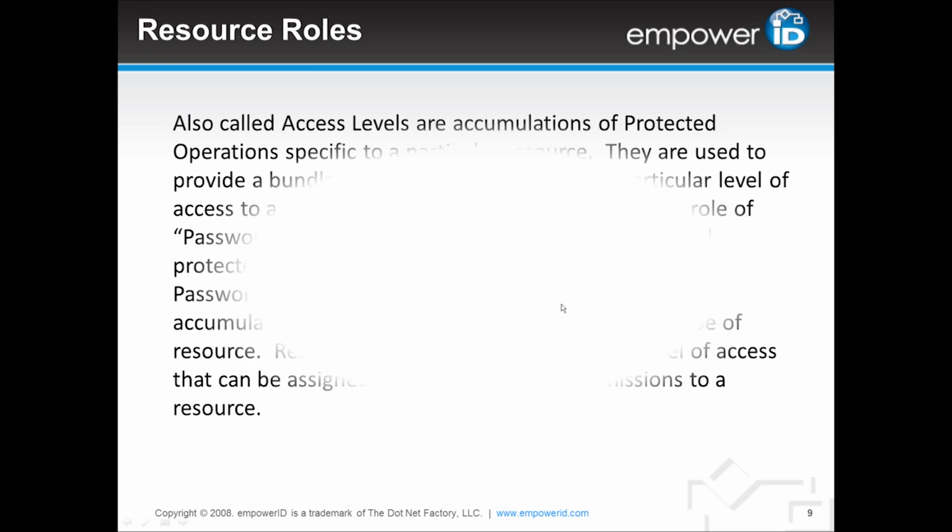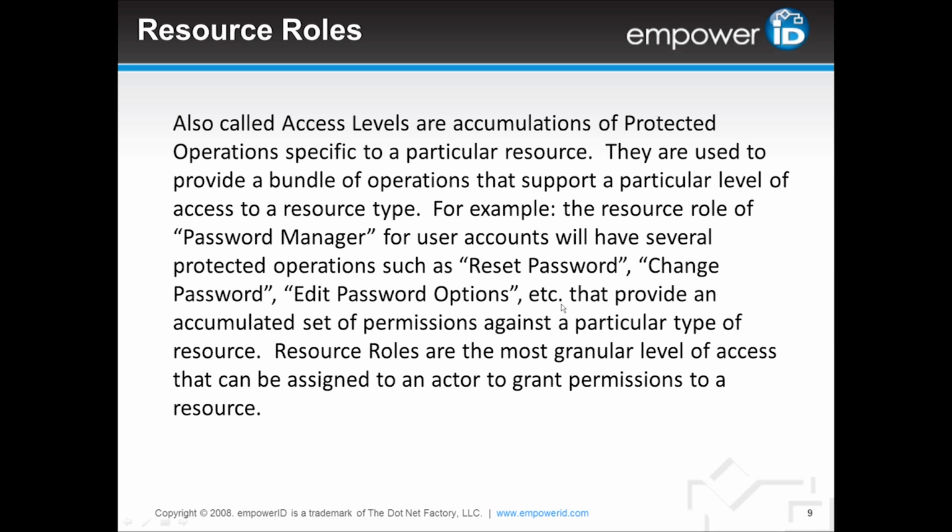So to take each of those in turn, let's take a look at resource roles first. Also called access levels, these resource roles are accumulations of protected operations specific to a particular type of resource. They're used to provide a bundle of operations that support a particular level of access to a resource type. For example, the resource role of password manager for user accounts will have several protected operations such as reset password, change password, edit password operations, etc. And these provide an accumulated set of permissions against a particular type of resource.